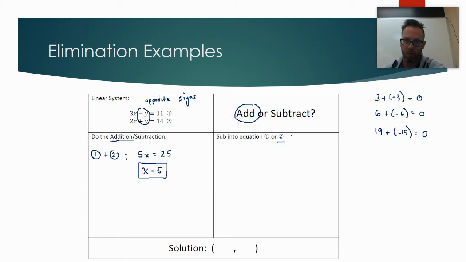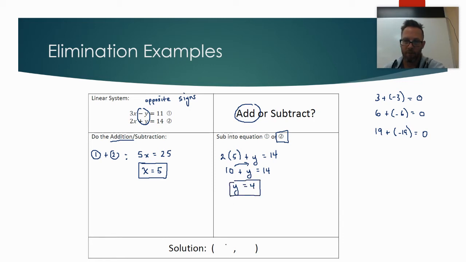So I'm going to sub into equation 2. So what happens when I do that? I get 2 times 5 plus y equals 14. So in the past, when we just used our calculator and it spit out the other variable, here we're going to have to do a little bit of solving, but it's not very difficult. In this case, we get 10 plus y equals 14, and then subtracting 10 from both sides, we get y equals 4.